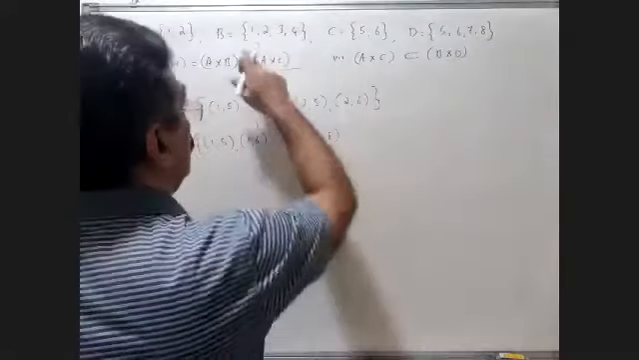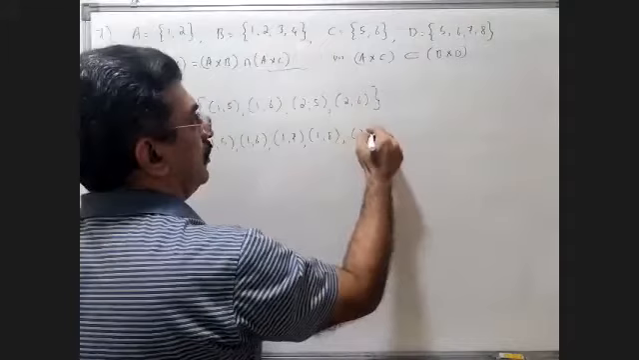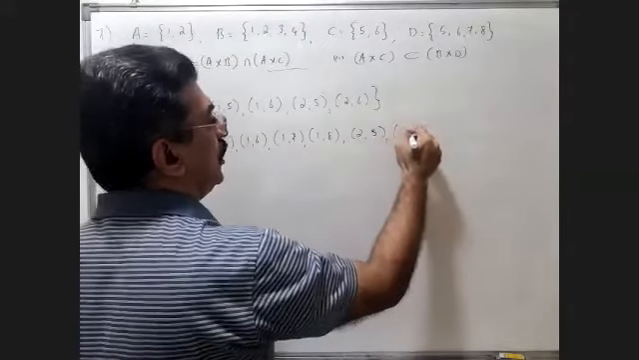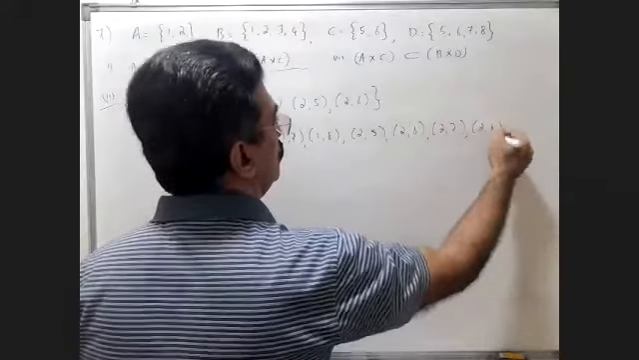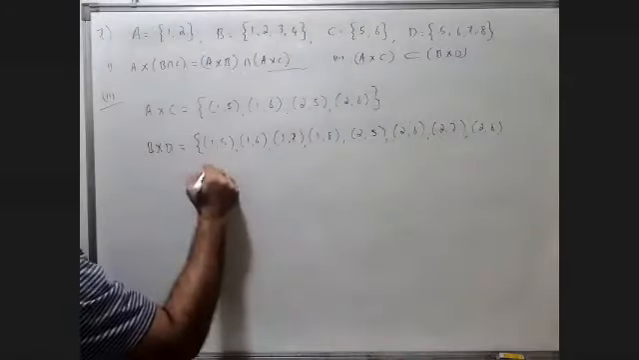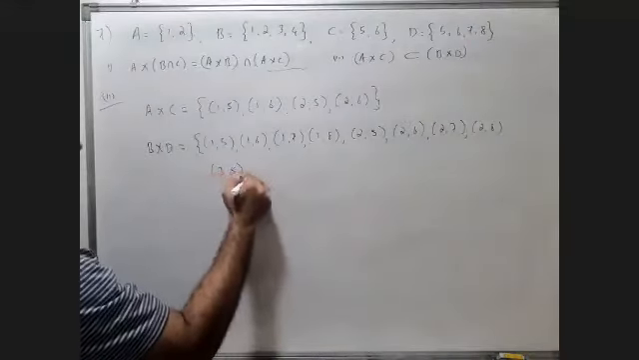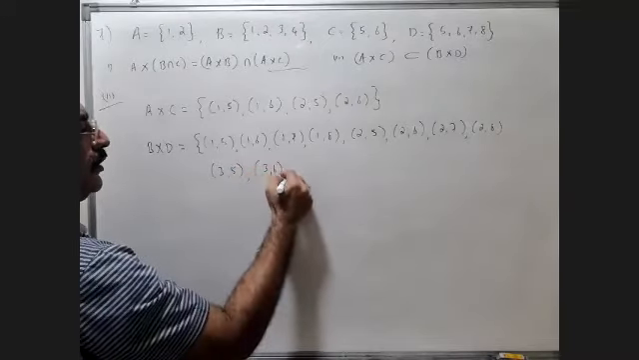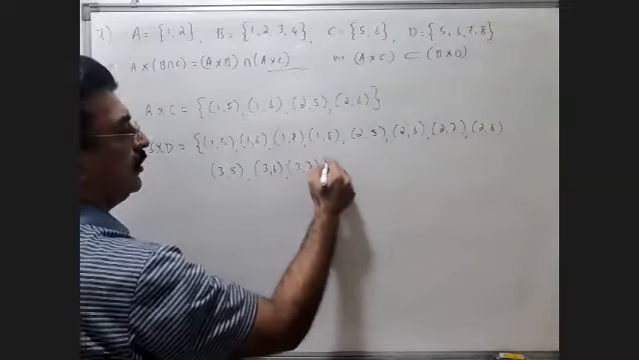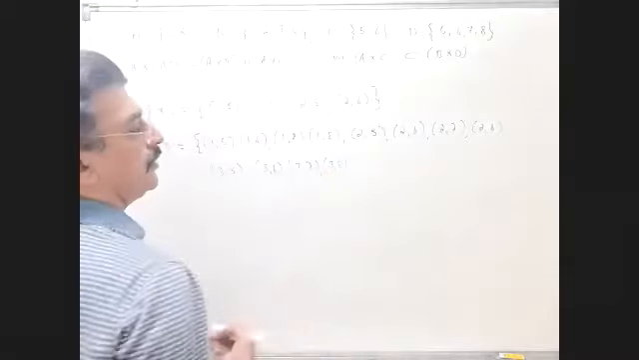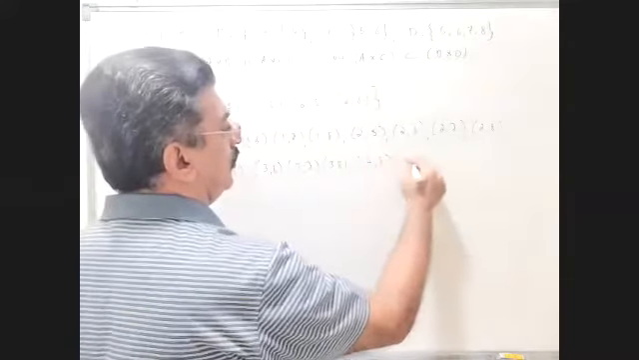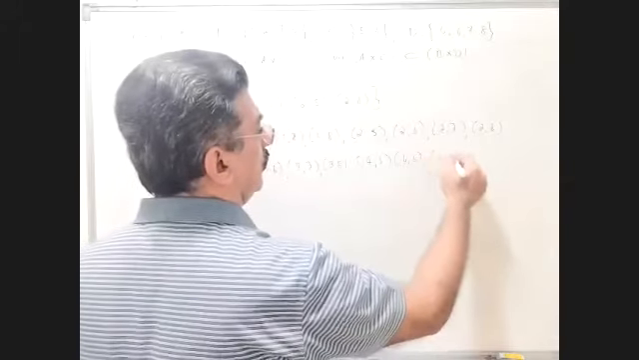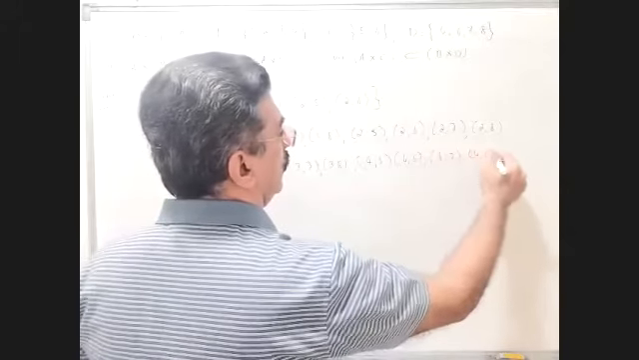Second element is 2. Again 2, 5, 2, 6, 2, 7, 2. Third element 3, 5, 3, 6, 3, 7, 3. Fourth element 4, 5, 4, 6, 4, 7, 4, 8.